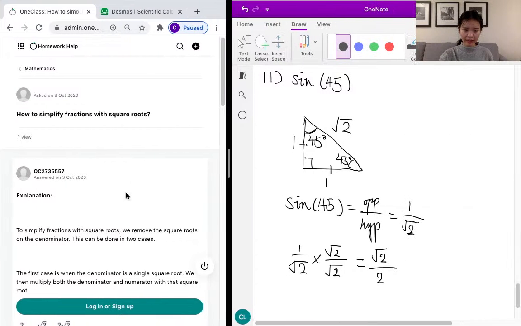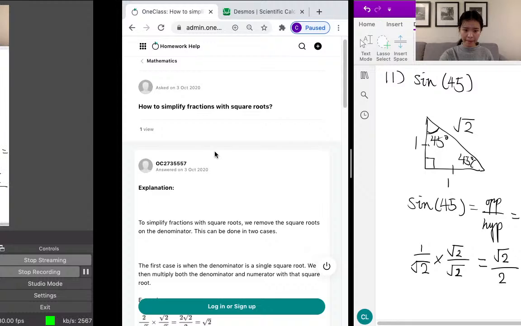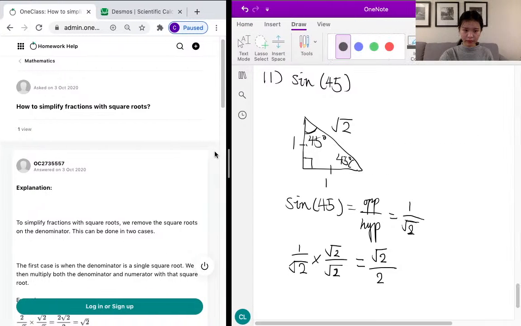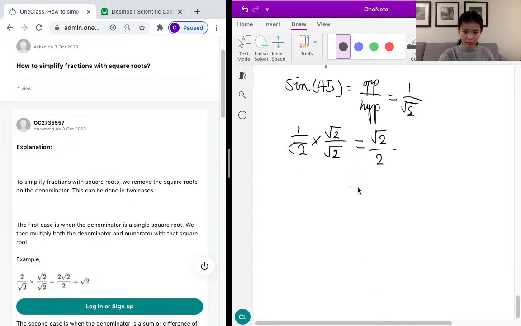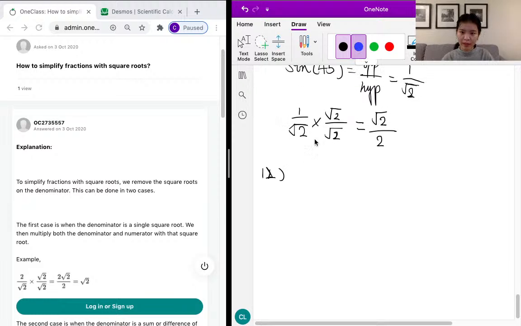Okay, our next problem here is asking us how do we simplify fractions with square roots. And the explanation is that there are 3 main types of fraction with square roots in there. The first type is the type that we just saw above, where the square root is on the bottom of the fraction.